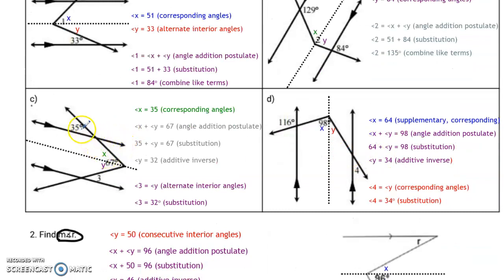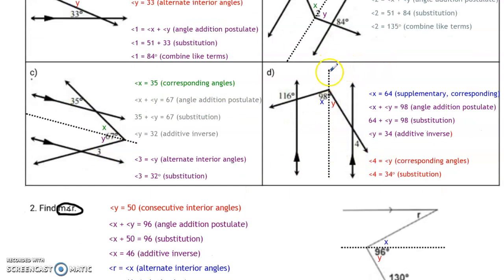Same thing here. This angle is 35, so this angle is 35 because of corresponding angles. In this case, it tells us that the angle is 67 degrees. So if I know this is 35, I have to subtract 35 from 67 to get angle Y. Turns out that angle Y is 32 degrees. Once I find angle Y, angle 3 is equal to 32 degrees as well, because of alternate interior angles.